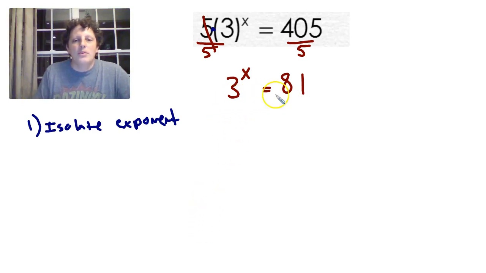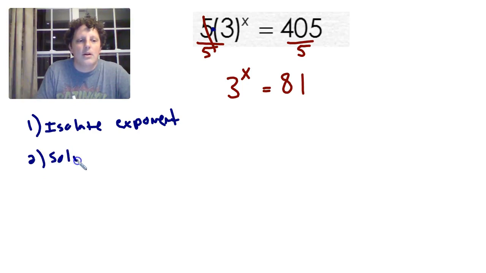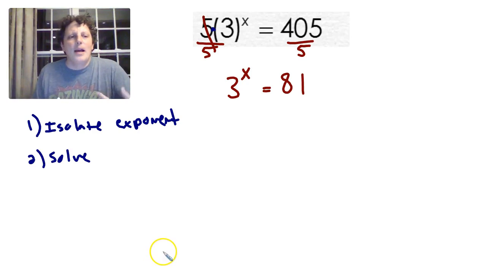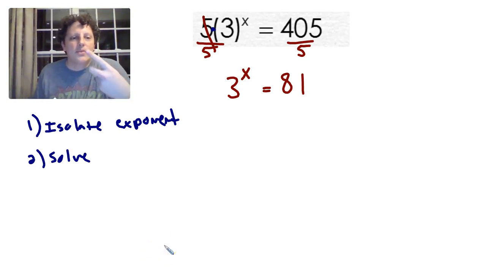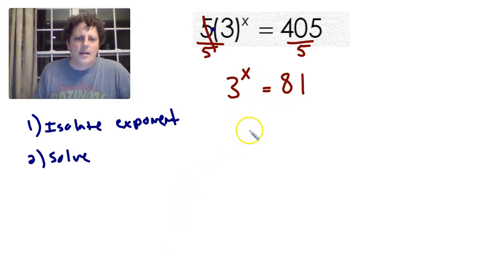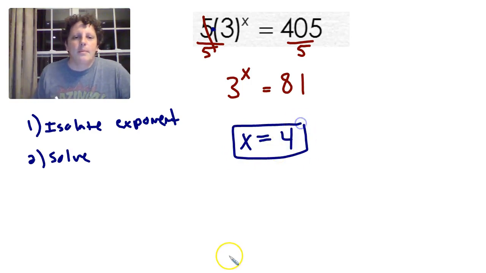Now you might be able to do this in your head. We're asking ourselves, 3 to what power is 81? So I guess the second step here is just to solve, right? Figure out what is true for x. Well, maybe I have to think about this. So 3 times 3 is 9. 9 times 3 is 27. 27 times 3 is 81. So this is going to be 3 raised to the 4th power. x has to be 4.